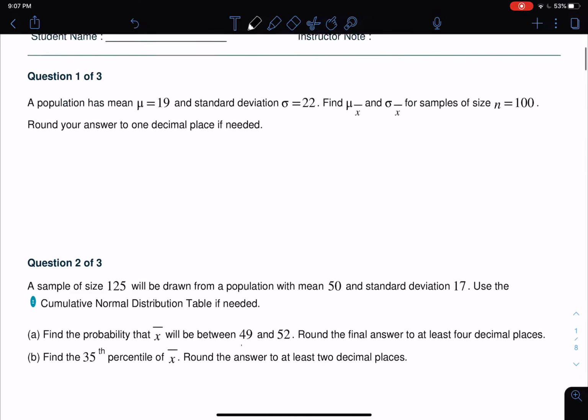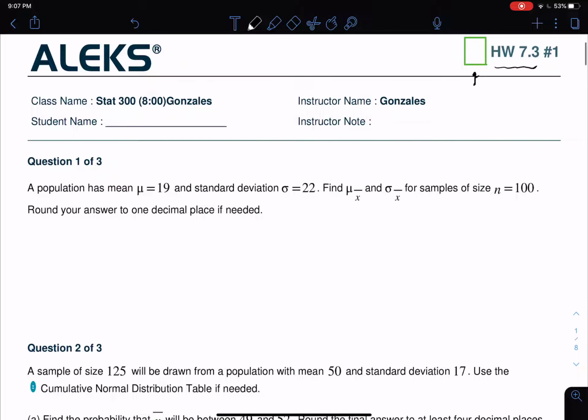So let's go back up here to the top of our page. Now, once again, we're doing assignments, the assignment side of things, homework 7.3. And after you get 7.3, 7.4 should fall right into place. Should be really quick and easy because it also uses the central limit theorem.